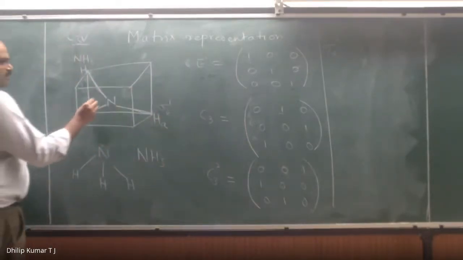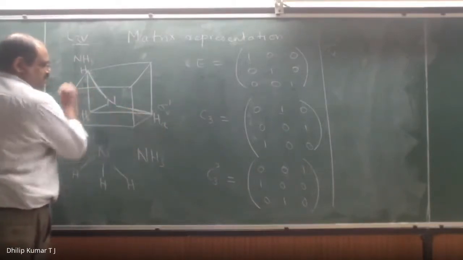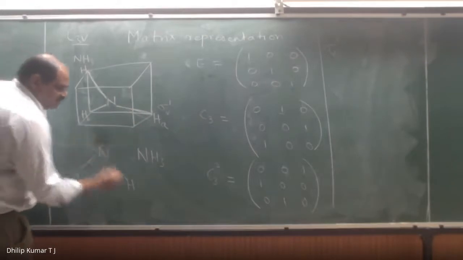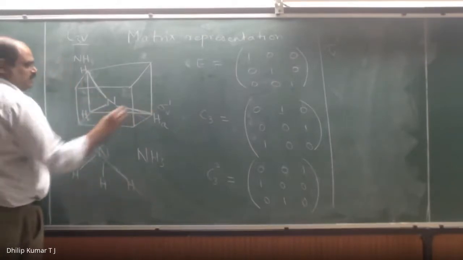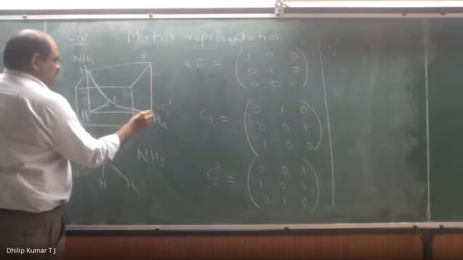Sigma V double prime is cutting. You know, sigma V prime is cutting through these atoms, right? In ammonia, we generally place the mirror this way, right? So we are writing sigma V prime, and this is okay. So sigma V prime, if you place a mirror, what happens?